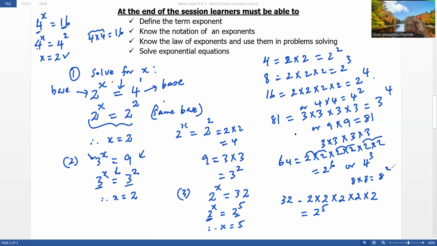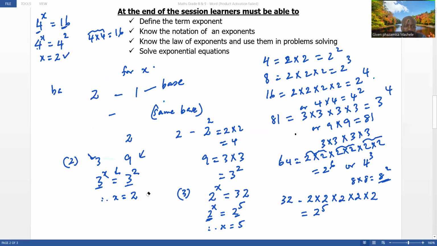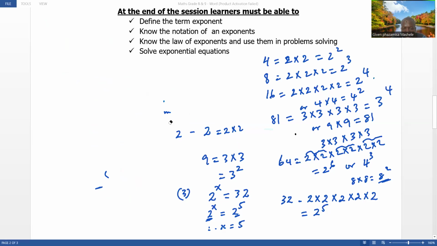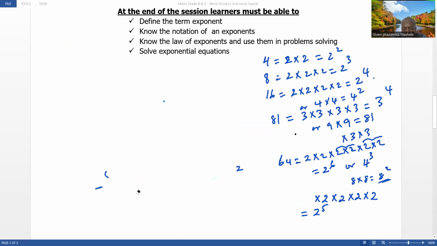So it depends on the question. It's very important to know this, guys. This is for both grade 8 and 9. Exponents are very important, so I will create a video where we're just going to solve questions of exponents. Here I was just introducing the laws. Law number 1, for multiplication: when the bases are the same, you take one base and add the exponents. For division, when the bases are the same, you take one base and subtract the exponents.